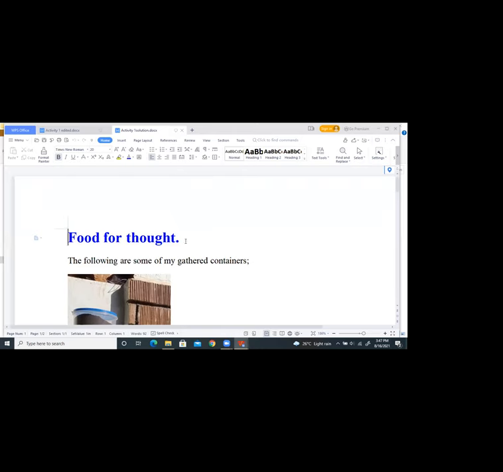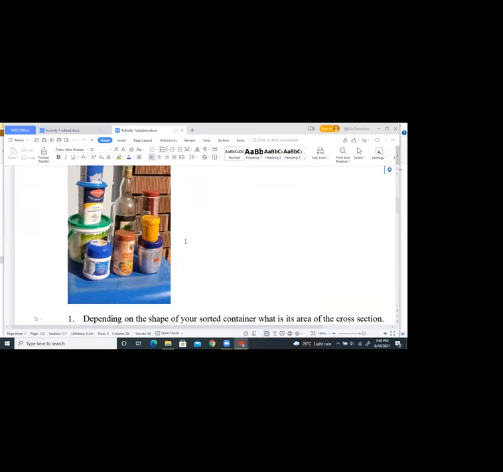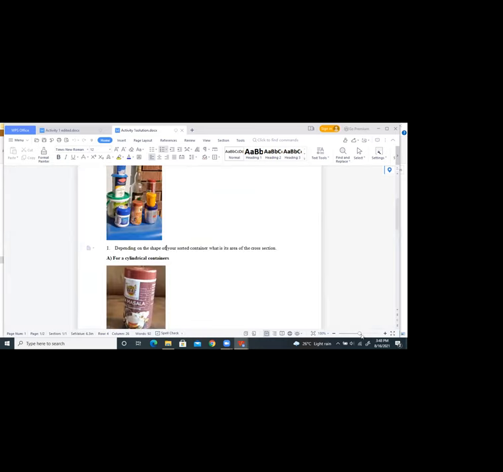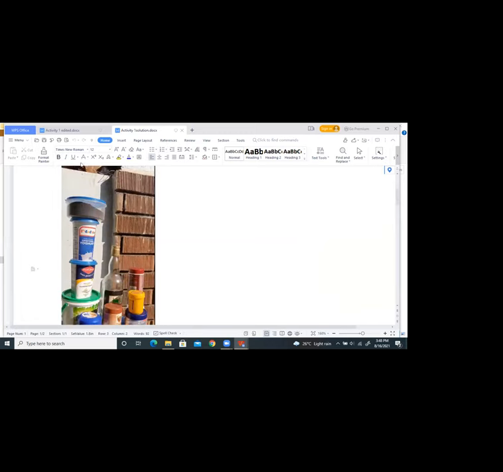Okay, so now depending on what we have discussed today, this one is like my food for thinking, and also I try to do some activity. So the following are some of my gathered containers which I had at my home. Some of them I had just even disposed at the pit, and by the way, I went back and I picked them because of my activity, and some of them were still with me, that's why you're seeing them. So here I have my containers.